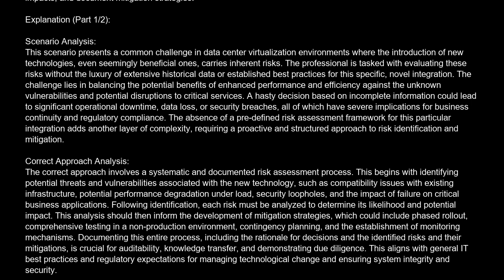Correct approach analysis. The correct approach involves a systematic and documented risk assessment process. This begins with identifying potential threats and vulnerabilities associated with the new technology, such as compatibility issues with existing infrastructure, potential performance degradation under load, security loopholes, and the impact of failure on critical business applications. Following identification, each risk must be analyzed to determine its likelihood and potential impact. This analysis should then inform the development of mitigation strategies, which could include phased rollout, comprehensive testing in a non-production environment, contingency planning, and the establishment of monitoring mechanisms.